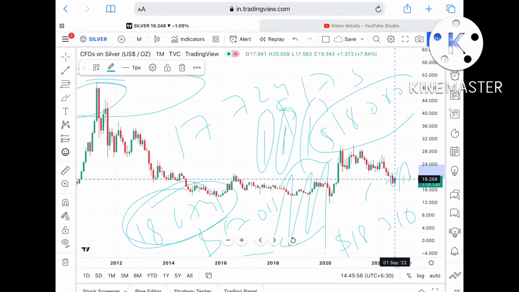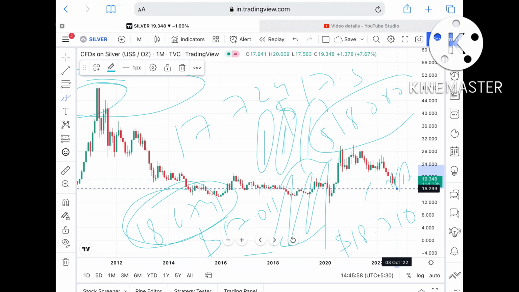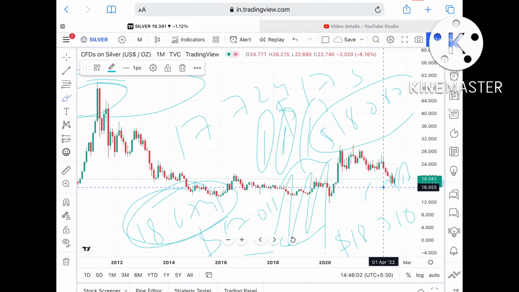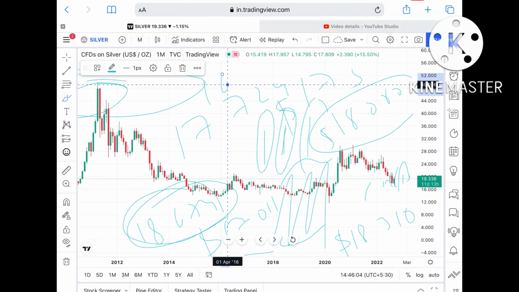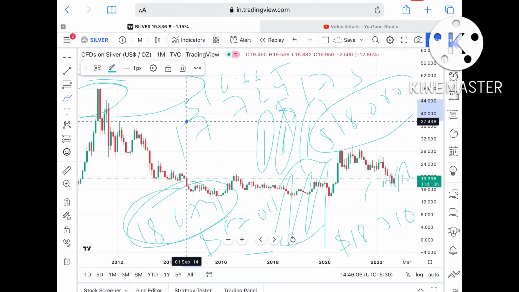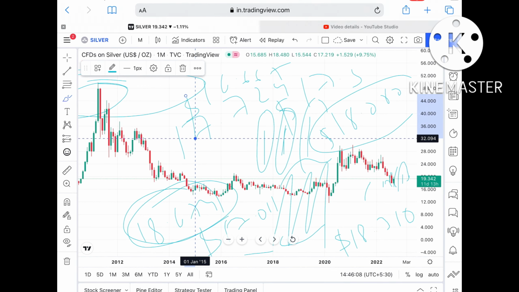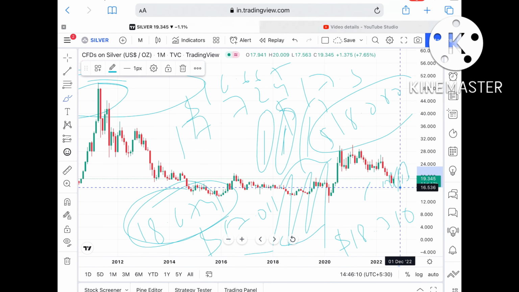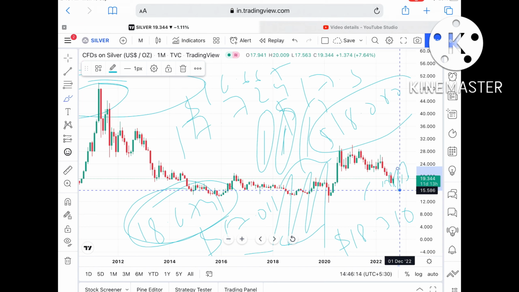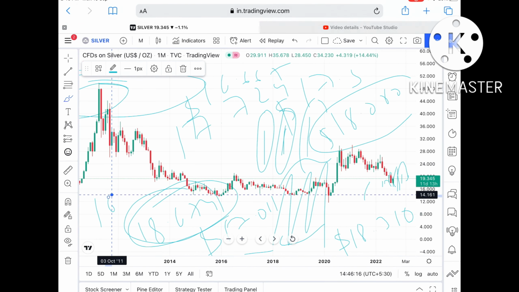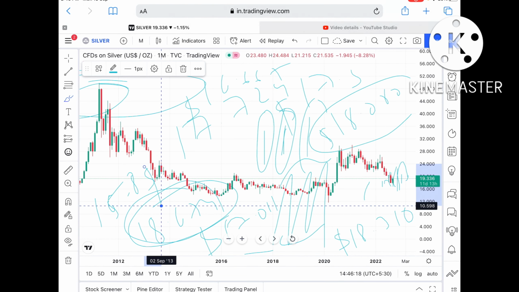Okay, and if the price falls below this particular level, then there is a probability of touching further low and can touch a level of $16.665. Okay, so once the price falls below 16.665, then we can see a probability of moving further down, and then the price can fall towards a level of $15.8, and from there it can move further down.